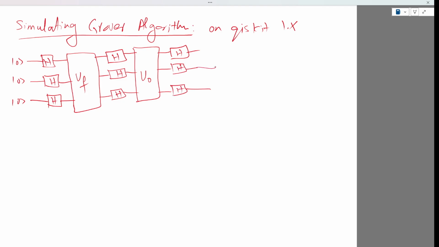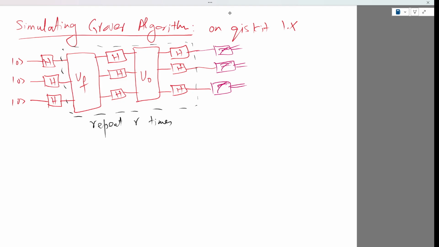and then there are measurements after R repetitions. And then the measurements. So first let's see how to compute R.